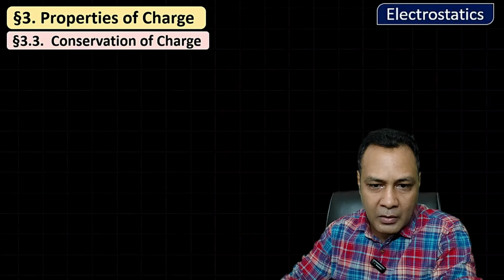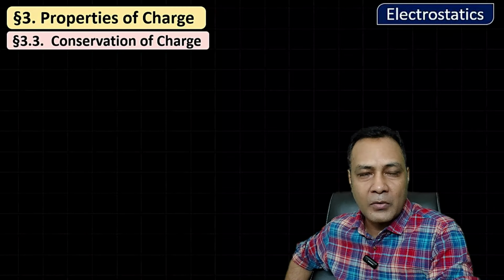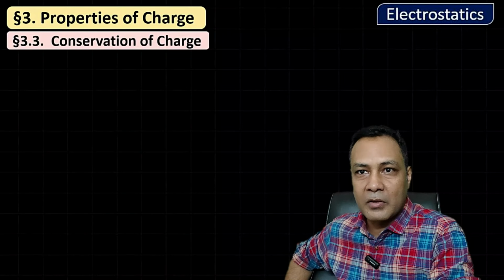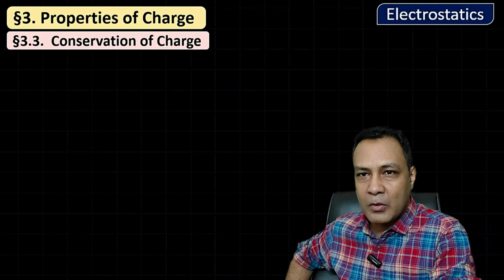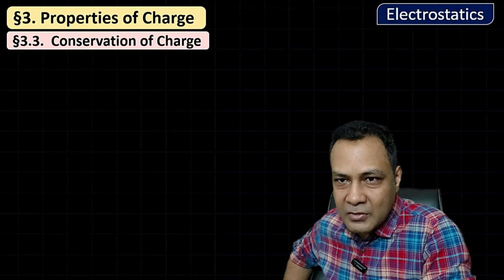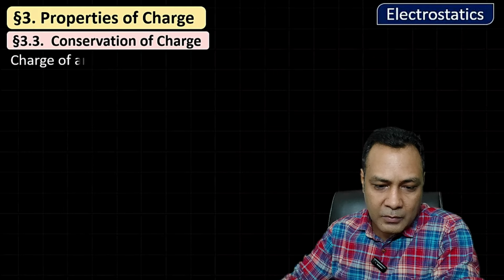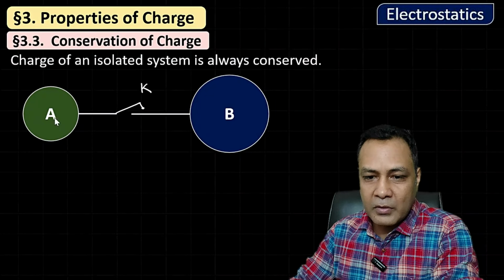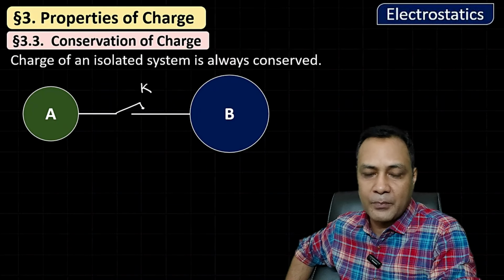Now, conservation of charge. That is also one of the fundamental conservation laws in nature. Suppose we have an isolated system. What do we mean by an isolated system? A system which does not interact with others. For an isolated system, total charge is conserved.